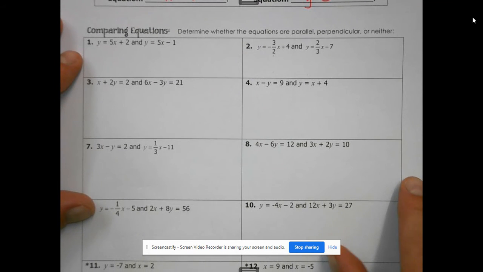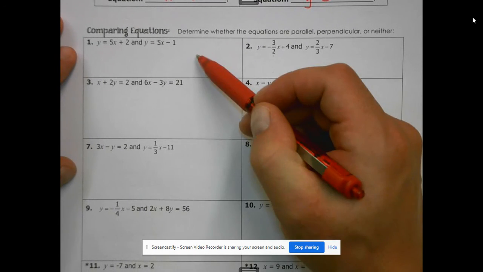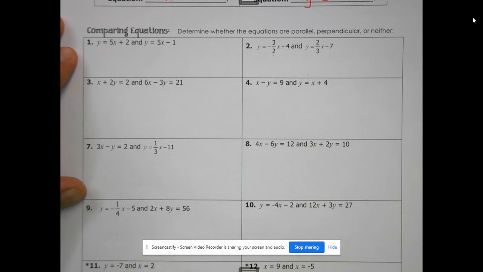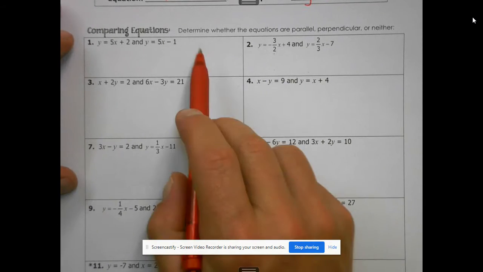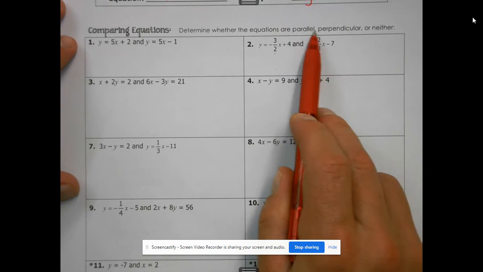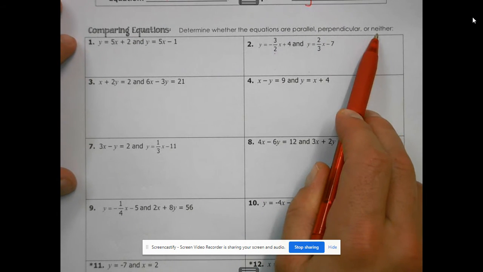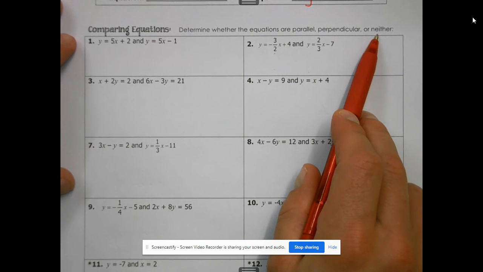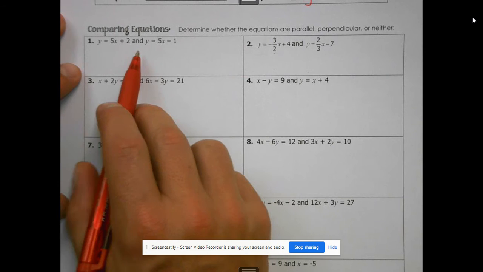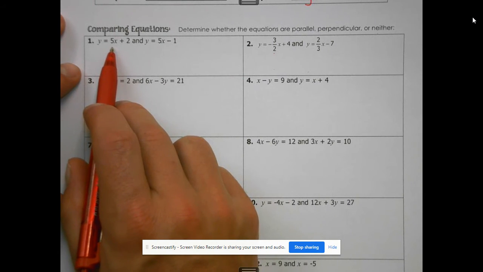For the next examples, we're going to concentrate once again only on the odds. You can look at the evens in your notes to see how those are worked out. Comparing equations. Determine whether the equations are parallel, perpendicular, or neither. Very similar to what we did for the slope segment, last section. All right, to determine, we get to pull out what is the slope of each of the lines.